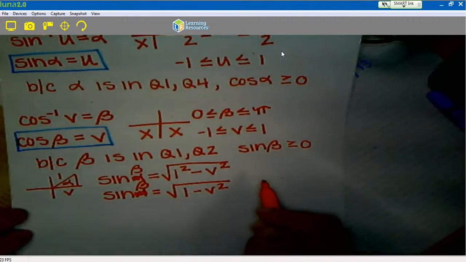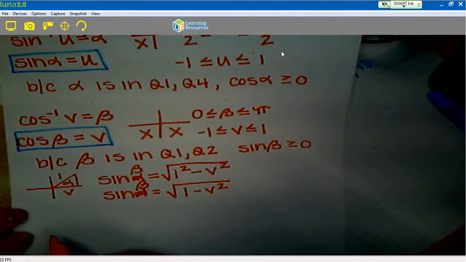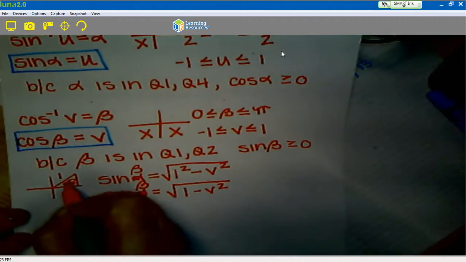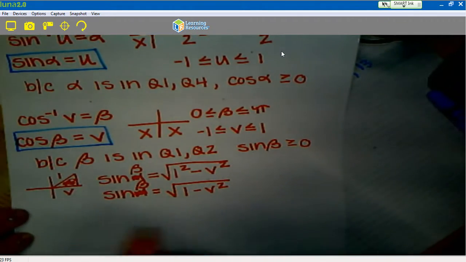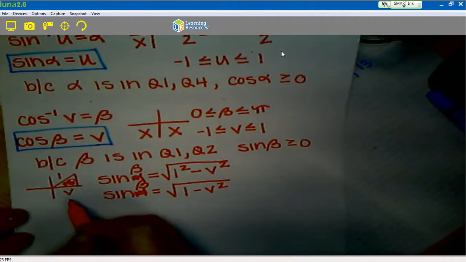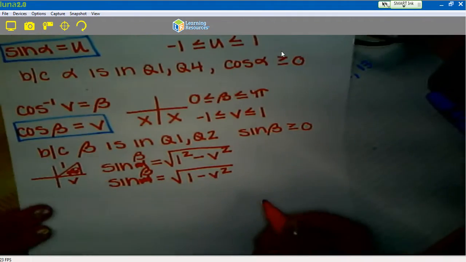Sorry, I was working with two different triangles. I'm sorry. The cosine of beta is v. So here's our v. There's our 1, v over 1. Question is, what is our sine? We need to figure out what is that opposite side. How can we find it? Using the Pythagorean theorem. So 1 squared minus v squared. Take the square root, and we have that sine ratio.